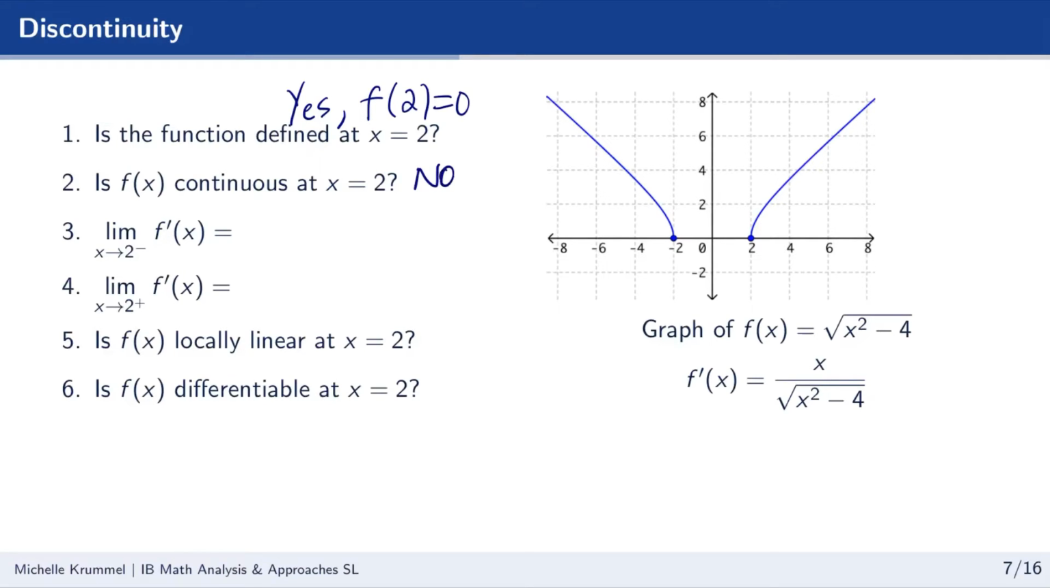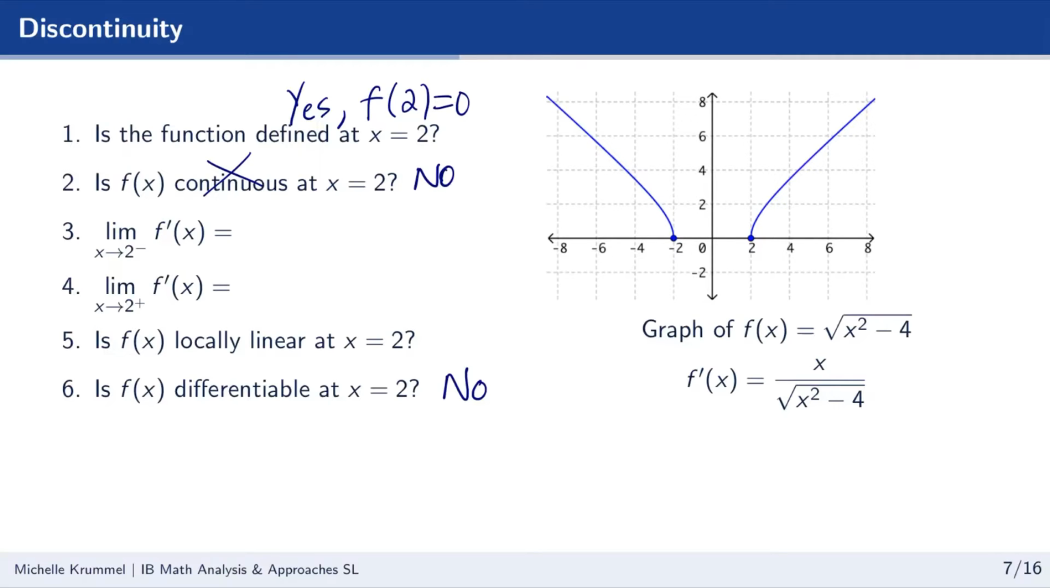And if it's not continuous, then immediately, no, not differentiable. Okay, that's a deal breaker. Discontinuity is a deal breaker. A corner point is a deal breaker. A cusp is a deal breaker. A vertical tangent is a deal breaker.